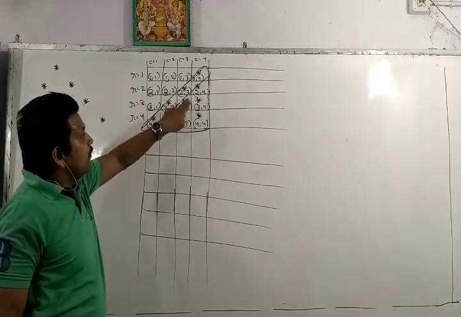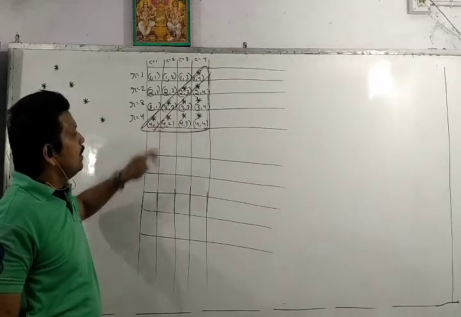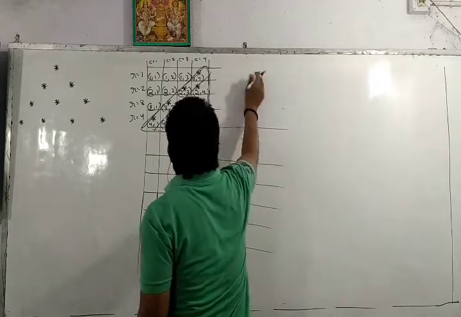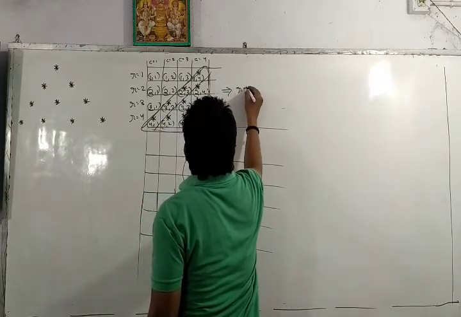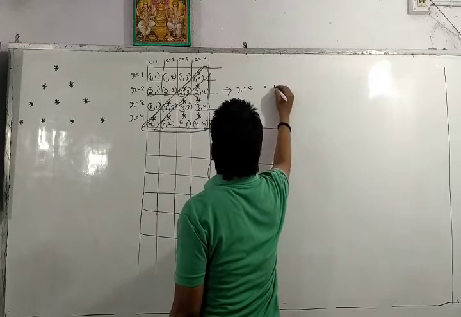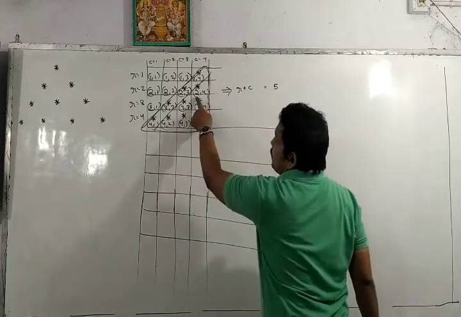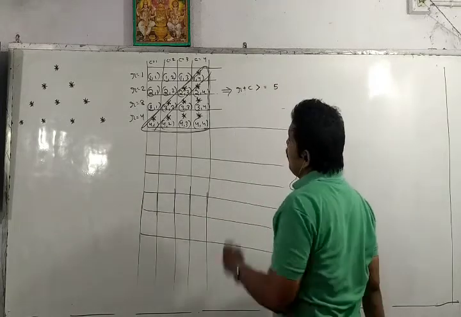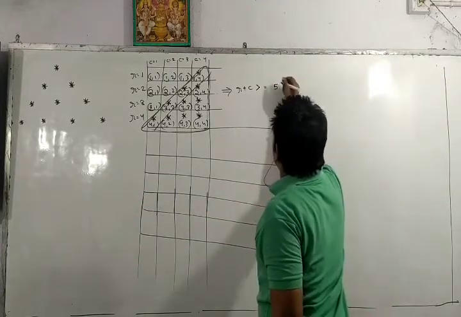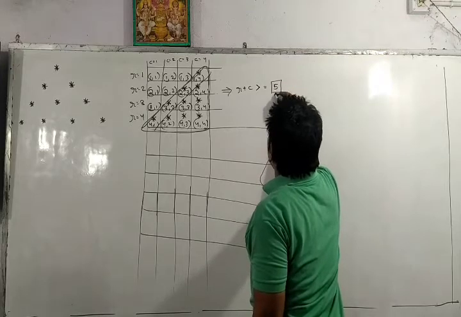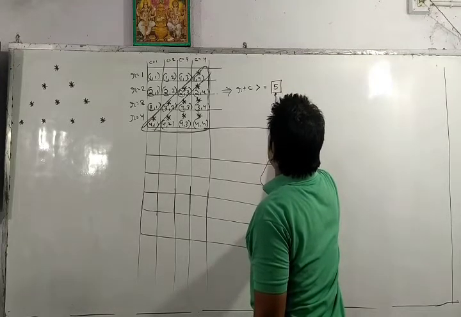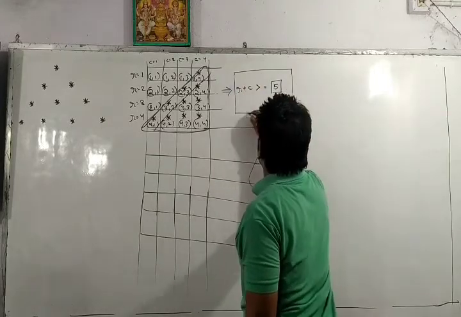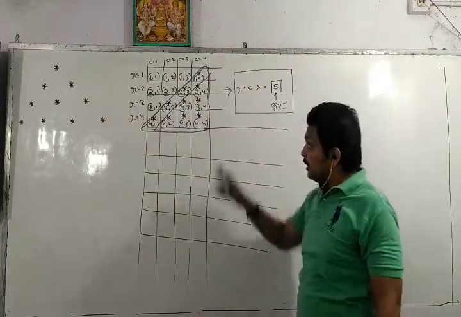See, 4 plus 1 is 5, 3 plus 2 is 5, 3 plus 2 is 5, 4 plus 1 is 5. That means what is the condition? The condition is R plus C is equal to 5. And here 4 plus 2 is 6, 4 plus 3 is 7. So R plus C is greater than or equal to 5. Here 5 means size plus 1. So this is the condition where the stars are getting printed in this pattern.